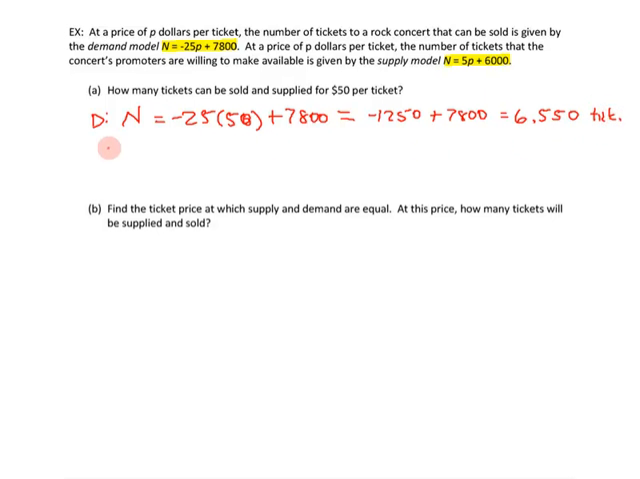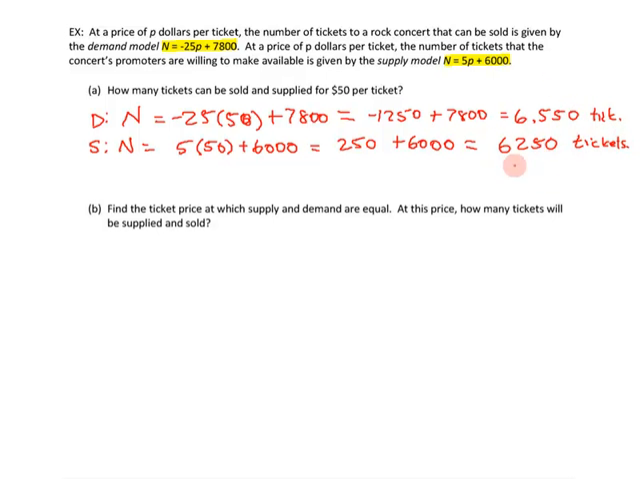But how many at that price is the concert promoters willing to make available? That's the supply. I would take 5 times 50 plus 6,000. Okay, that gives me 250 plus 6,000, which is 6,250 tickets. Okay, which means I can't meet my demand. There is more demand than there are tickets available. The question then is, when do supply and demand meet for these particular models? That is, when will the supply and the demand be equal? That's the optimal number of tickets to sell and to supply.